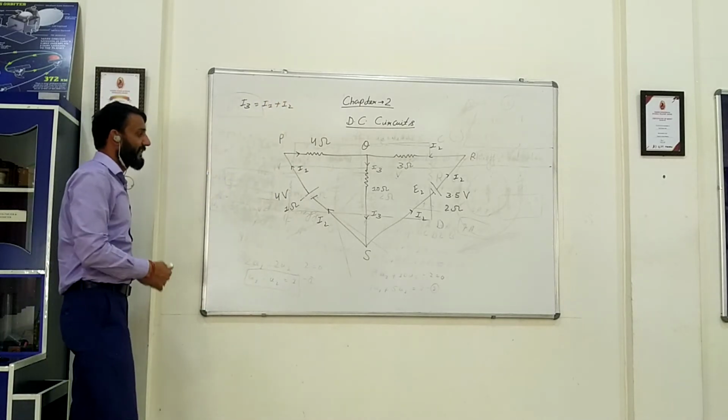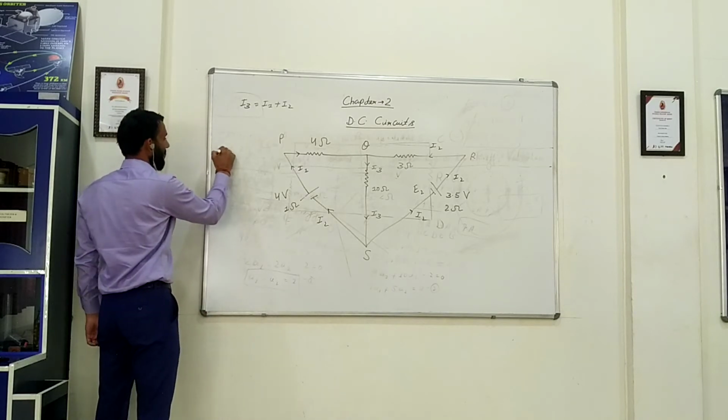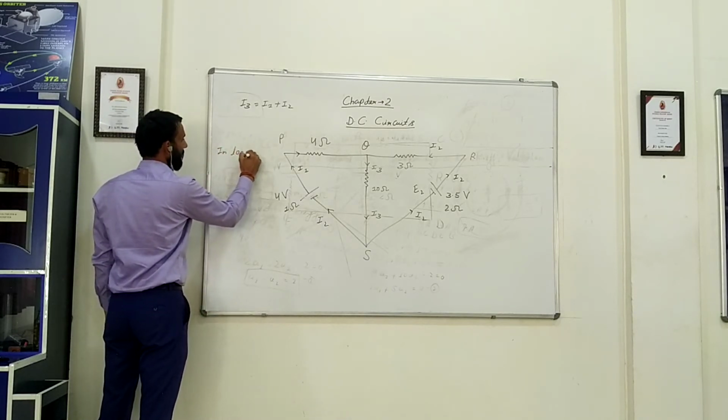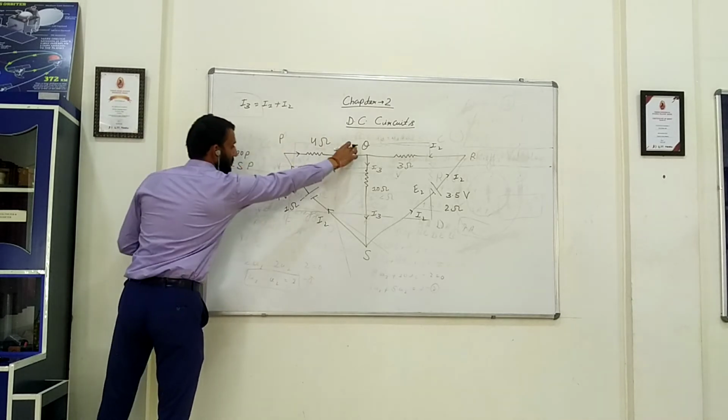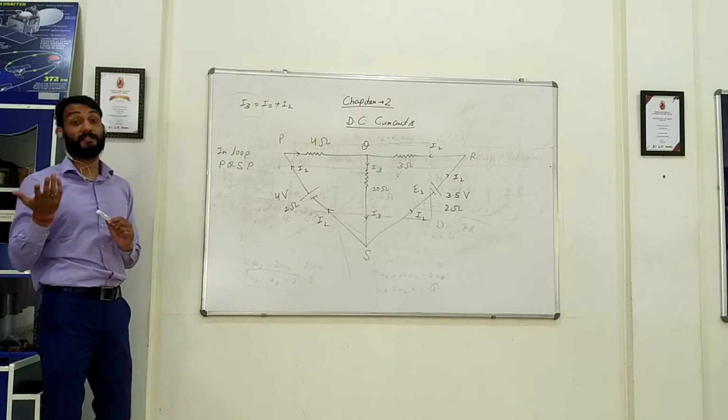Now we will choose any two loops again. In loop P Q S P. What was the first step?